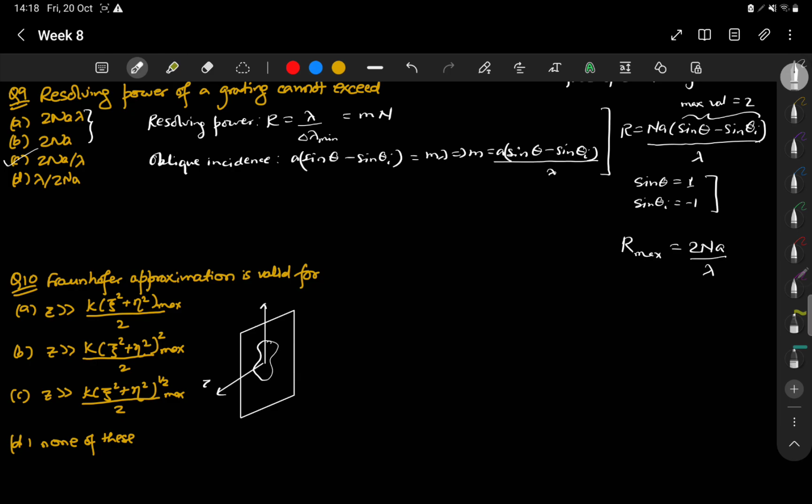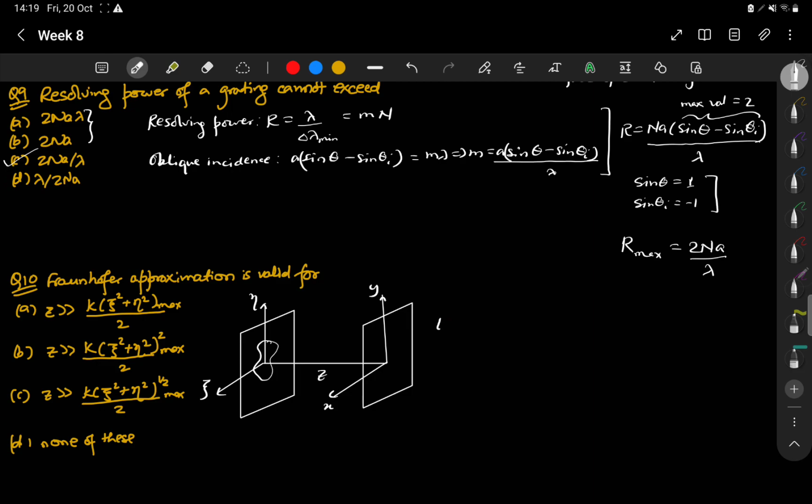These axes are xi and eta, and then I have the screen. Okay, sorry, this is too bad. There is my screen, which is at a certain distance z, and the axis for the screen. Okay, pretty bad drawing. Better. Okay, and this is the x and y axis.